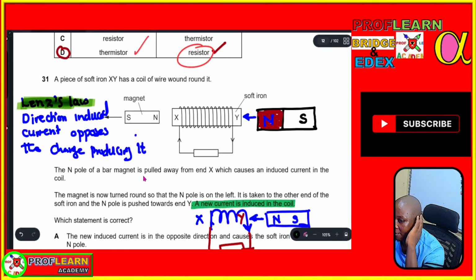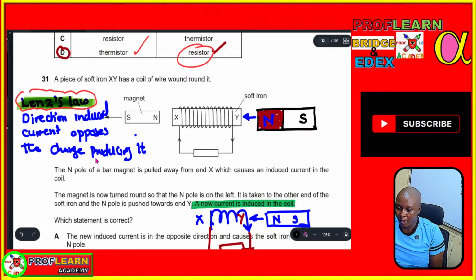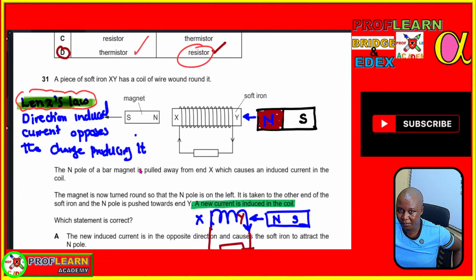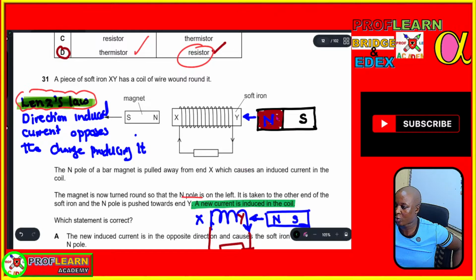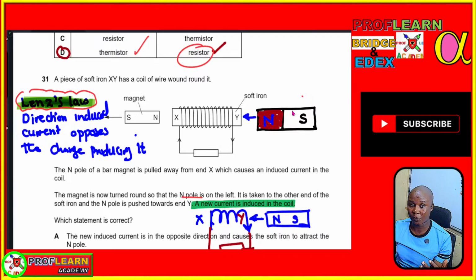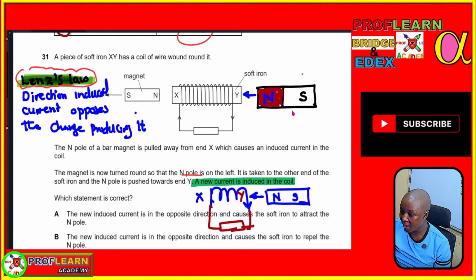For question number 31, we are going to use Lenz's law. Yeah. So we are told the north pole of the magnet is pulled away from X. Then the magnet is turned around so that a north pole is on the left. So you can see on this magnet we have a north pole on the left and the south pole to the right. Then it's brought to Y, and then it's pushed through the solenoid there, and then a new current is going to be induced.